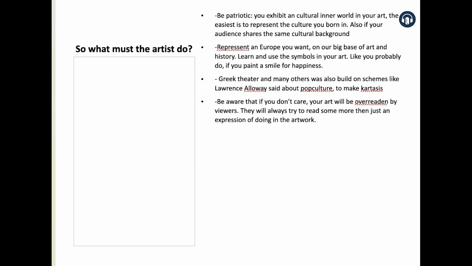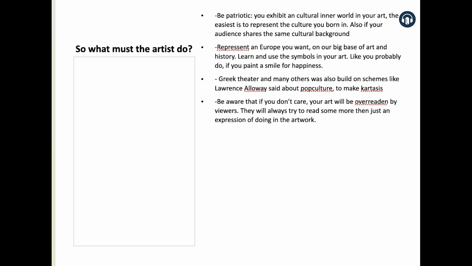So we come to the last slide, the conclusion. So what must the artist do? Be patriotic. You exhibit a cultural inner world in your art. The easiest is to represent the culture you were born in, also if your audience shares the same cultural background. Represent a Europe you want on our big base of art and history.